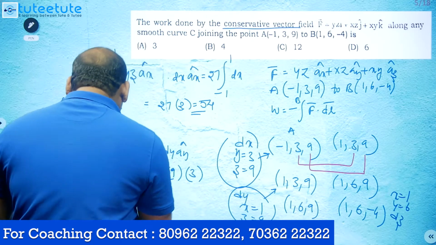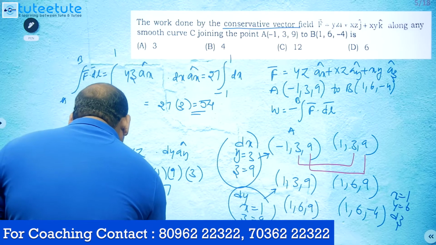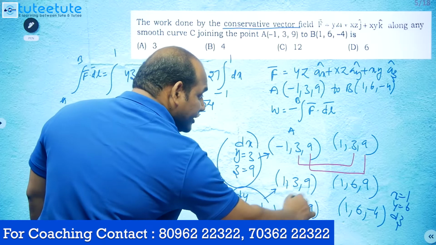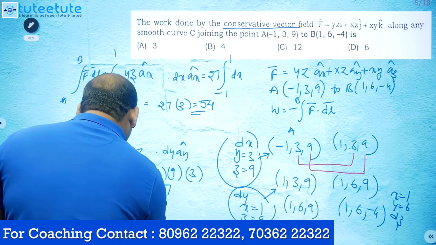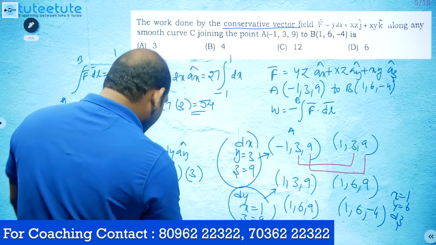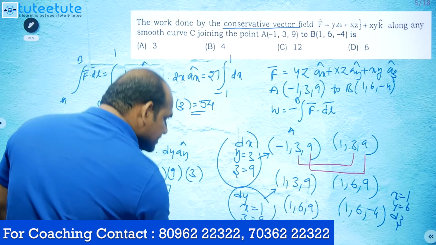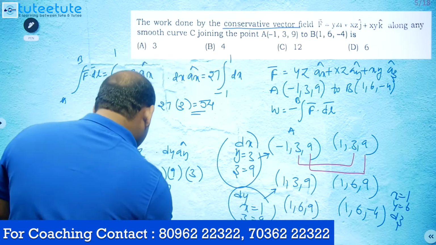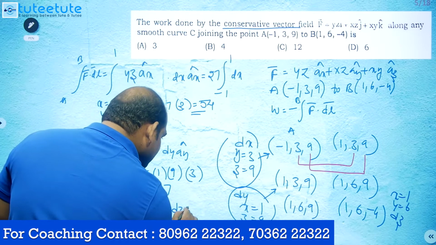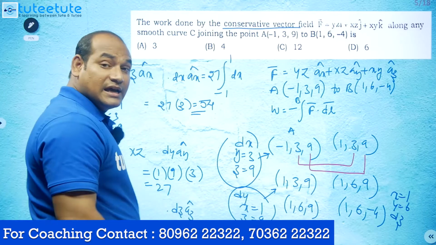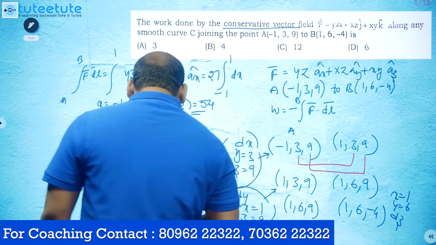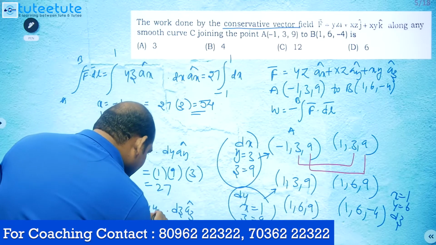Now we will calculate the third one, that is the integral where z is changing from 9 to -4, but x is fixed at 1 and y is fixed at 6. Here dl will be given by dz az cap. So here also we have to take the z component only, that is xy az cap.